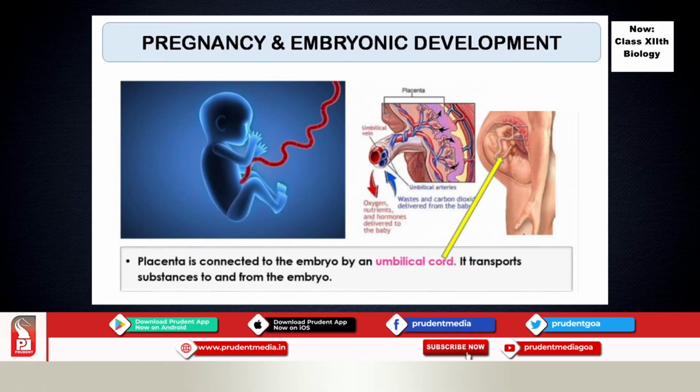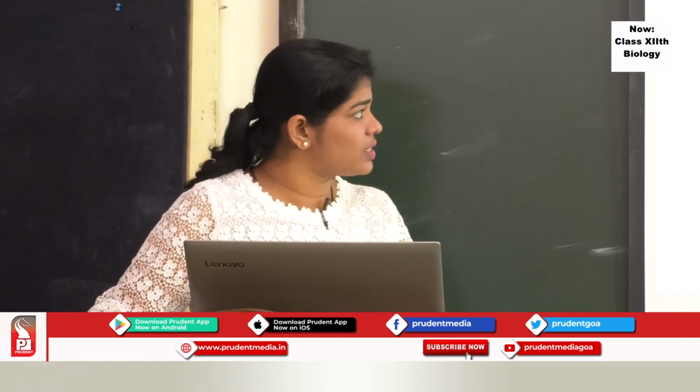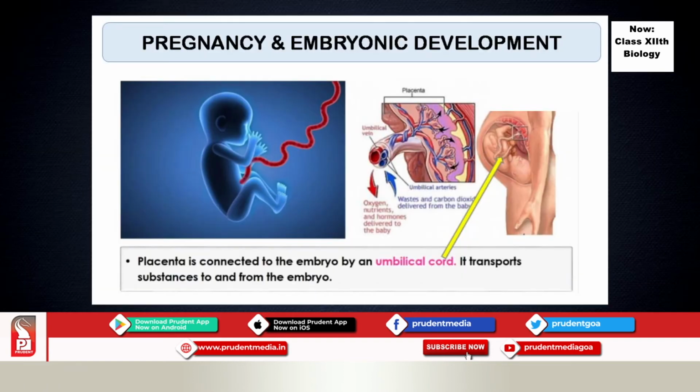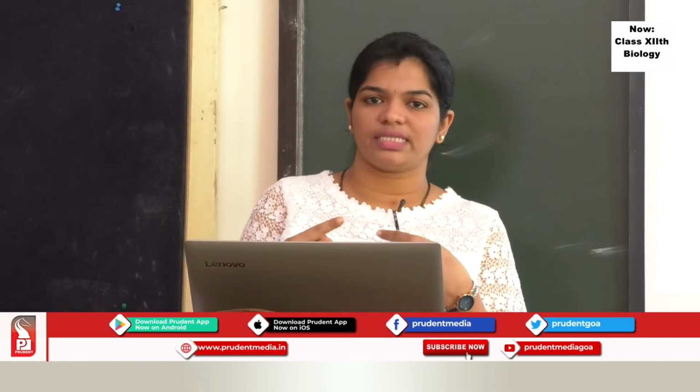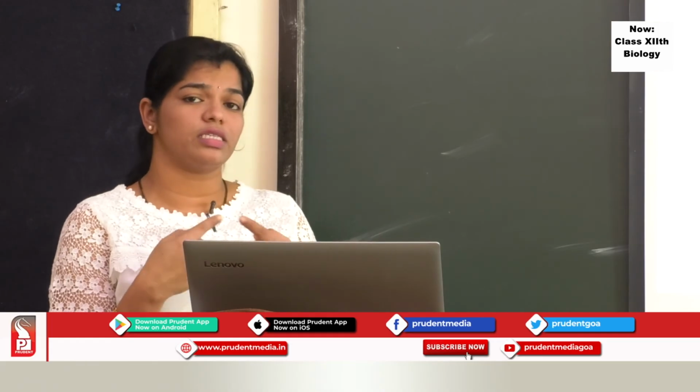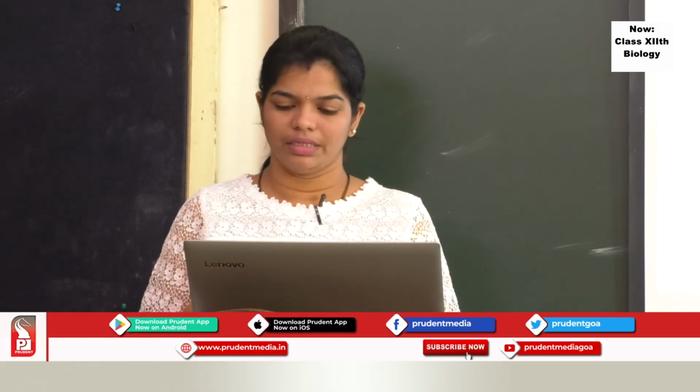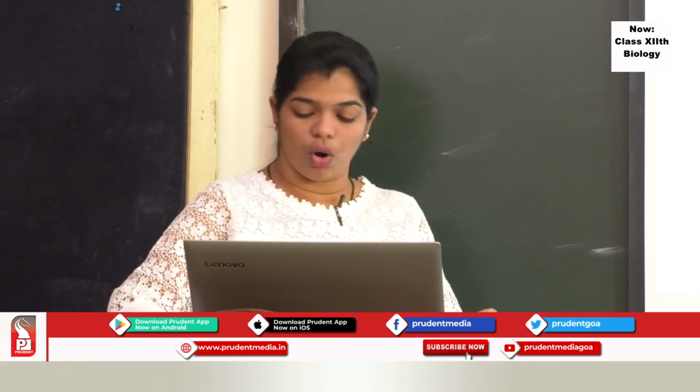And what does the umbilical cord do? It transports substances to and fro from the embryo. For example, it provides oxygen, nutrients and other hormones to the baby from the mother, and it carries water and carbon dioxide from the baby to the mother's tissue. So it's a channel or a passage for the to and fro of substances from the embryo to the mother. Okay, that's the umbilical cord.